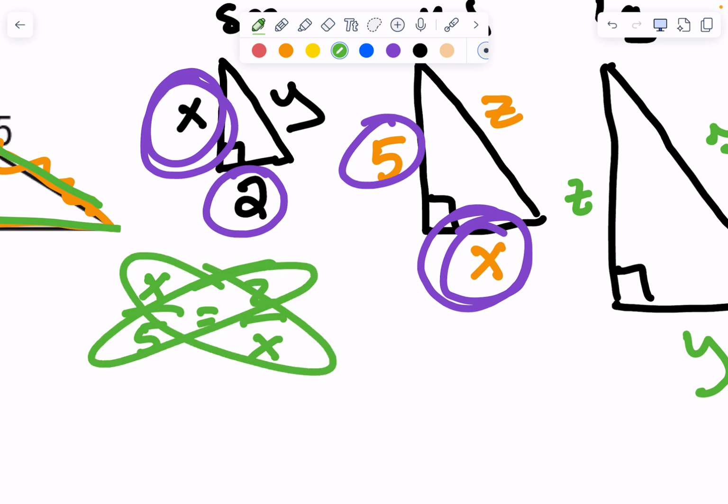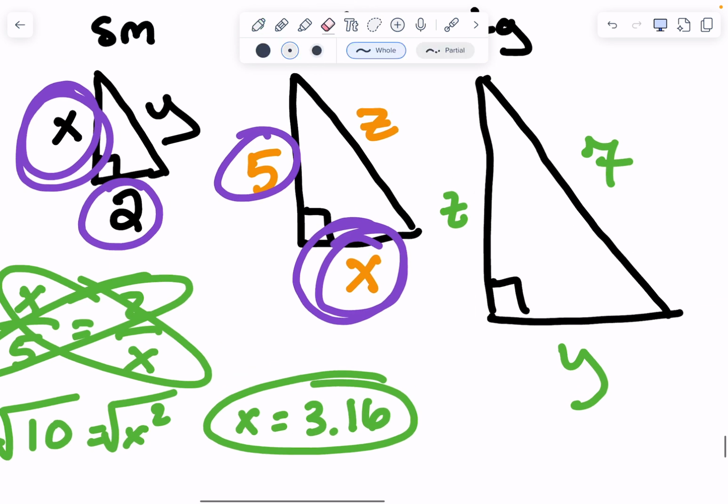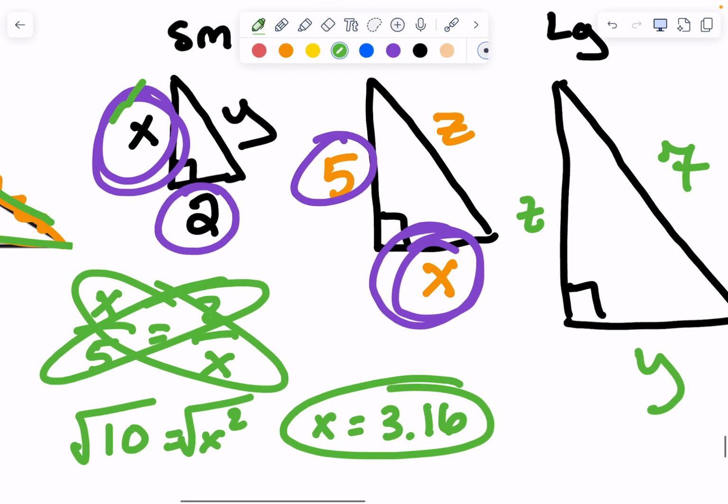5 times 2 is 10, and 10 equals x squared, and then we take the square root, and the square root of 10 is 3.16. Perfect. There you go. That's x. Then we move to y. I'm going to erase while you write that down.